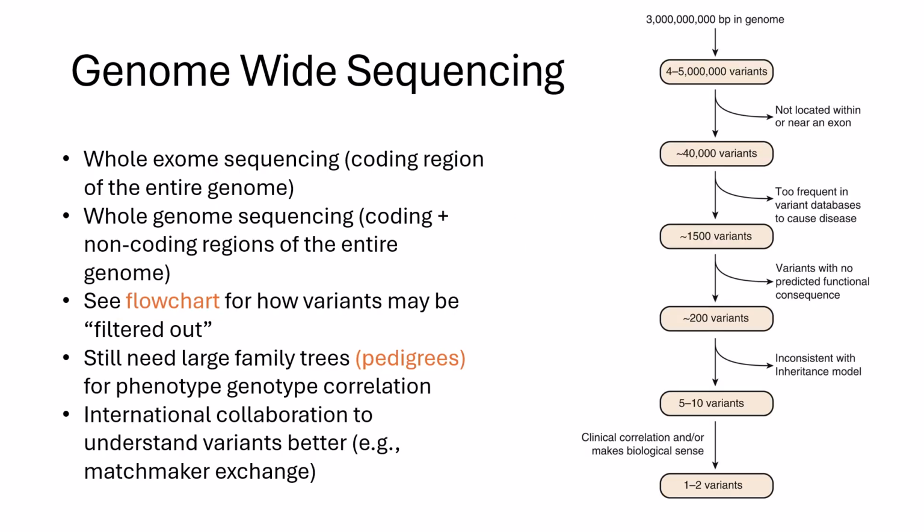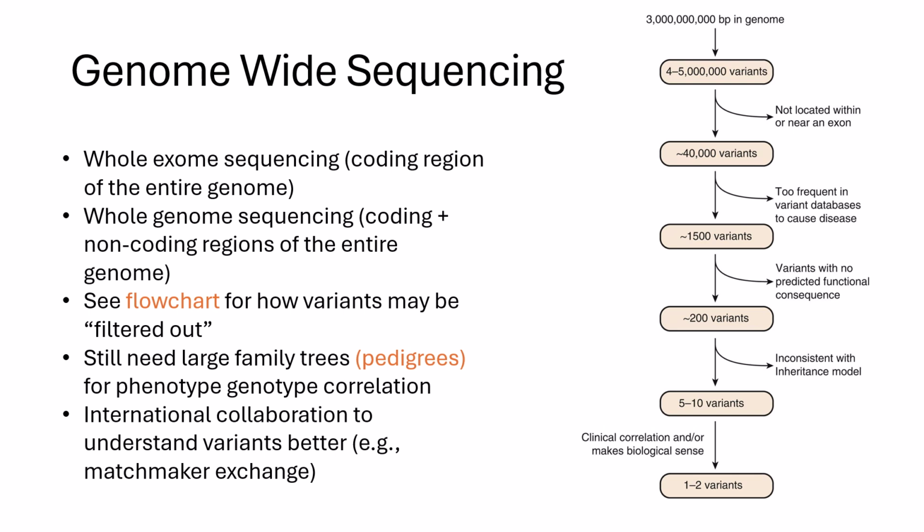The third way of also trying to identify disease-associated genes or variants is using genome-wide sequencing. So it could be either whole exome sequencing, where the entire genome is sequenced, but only the coding regions of the entire genome, or whole genome sequencing, where you sequence the coding as well as non-coding regions of the entire genome. So now, it's very similar to what we do for linkage.